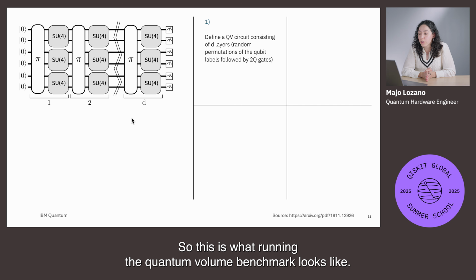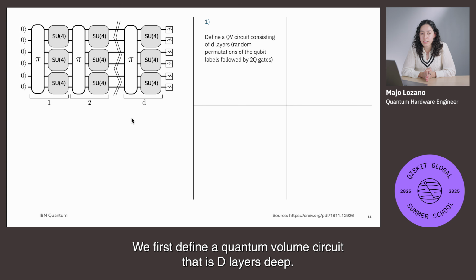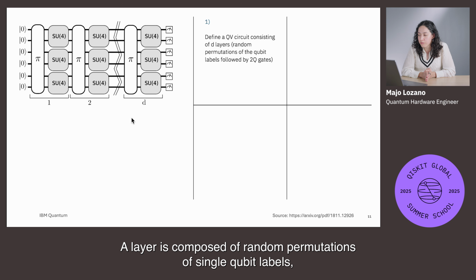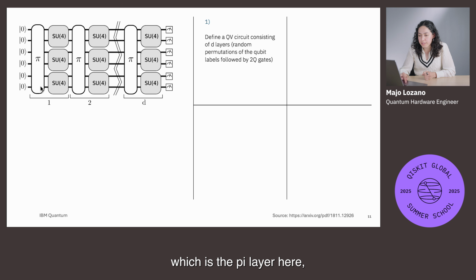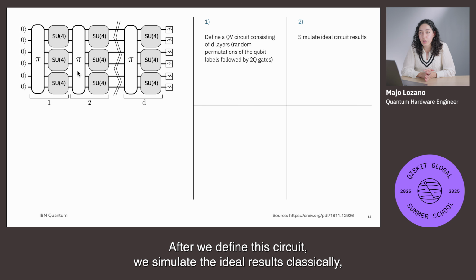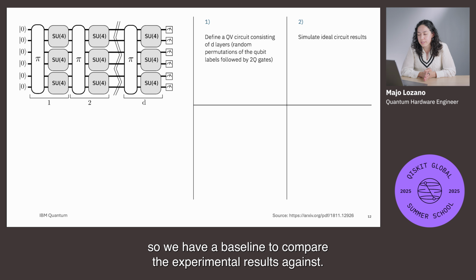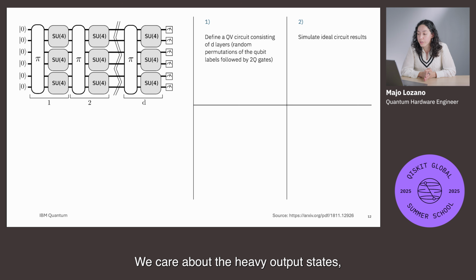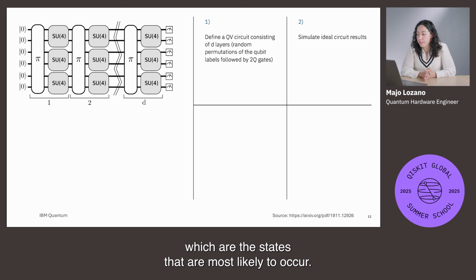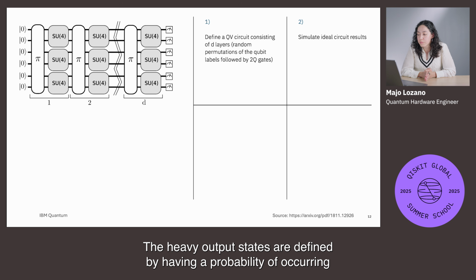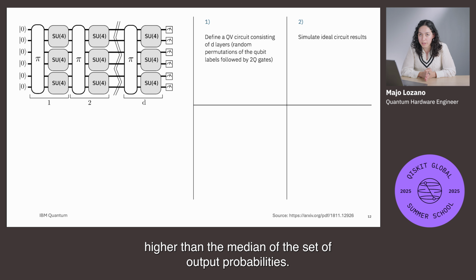So, this is what running the quantum volume benchmark looks like. We first define a quantum volume circuit that is d layers deep. A layer is composed of random permutations of single qubit labels, which is the pi layer here, followed by the application of arbitrary 2-qubit gates, which is the SU layer here. After we define the circuit, we simulate the ideal results classically, so we have a baseline to compare the experimental results against. We care about the heavy output states, which are the states that are most likely to occur. The heavy output states are defined by having a probability of occurring higher than the median of the set of output probabilities.